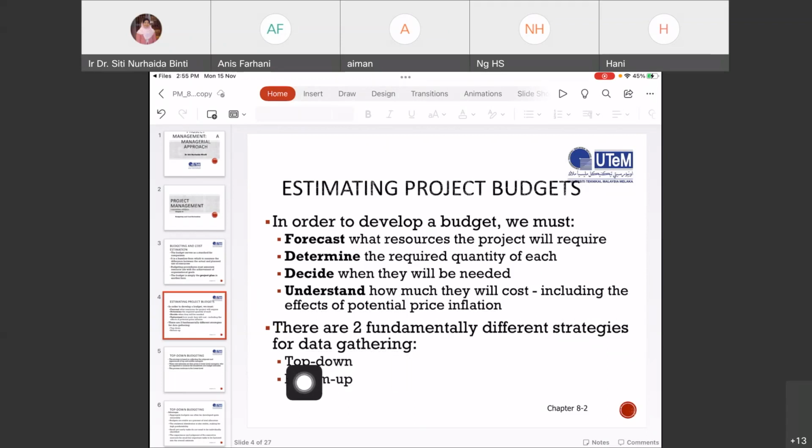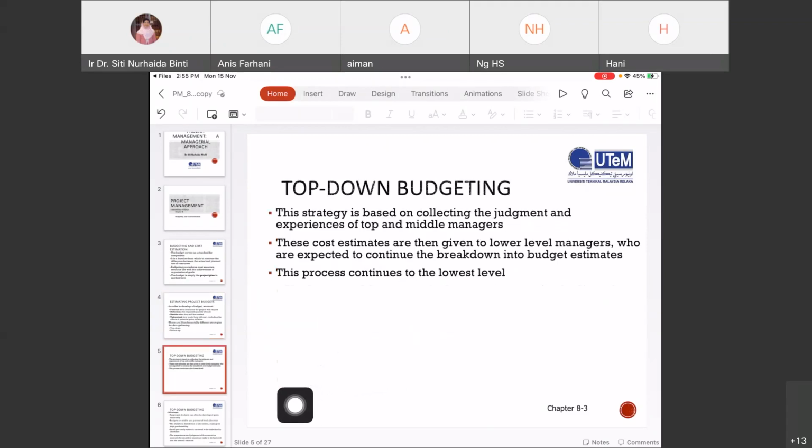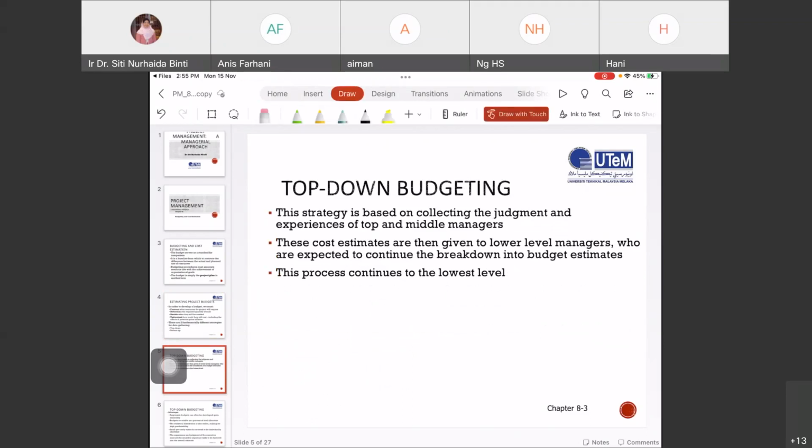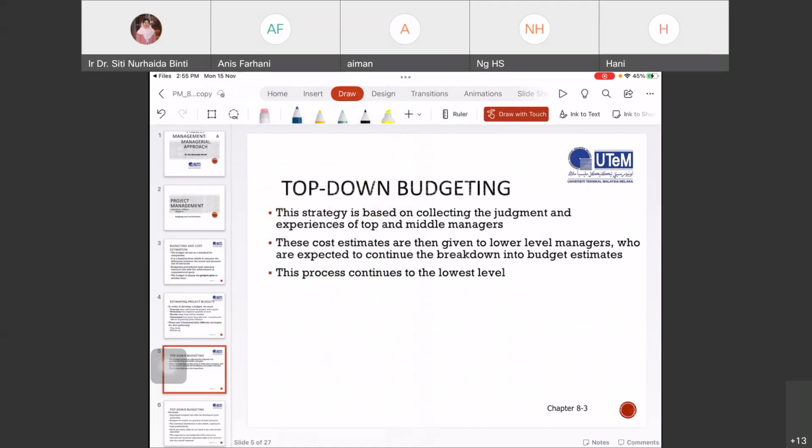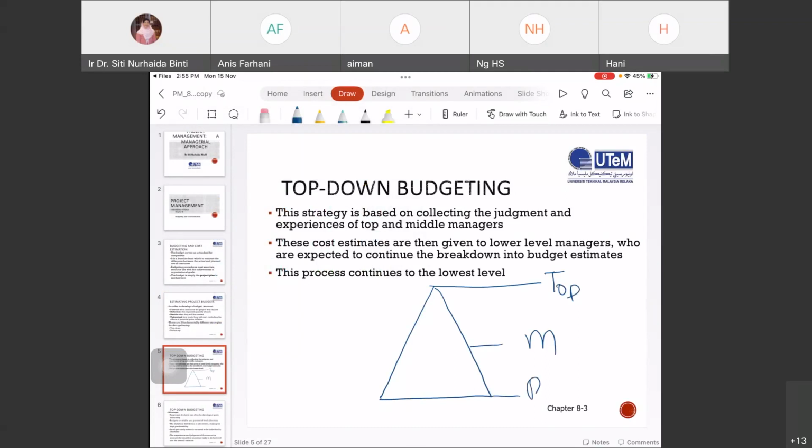The first method is top down. The second method is bottom up. So what is top down? Top down is related to organizational structure. Why you call it top down is basically we have a structure like this in any organization: the top management, the middle management, and the bottom management. So the top down actually represents a budget from the top level going downwards, right?